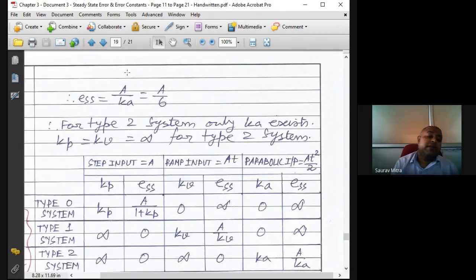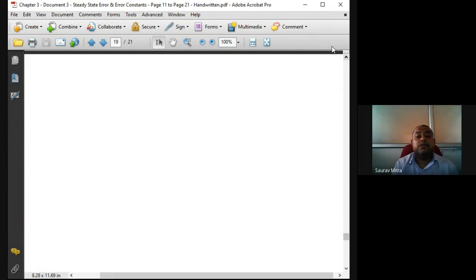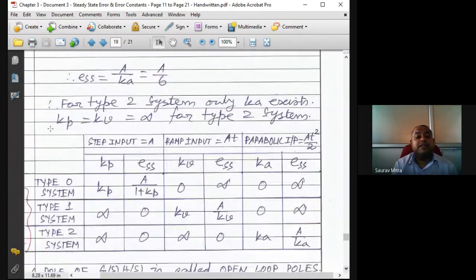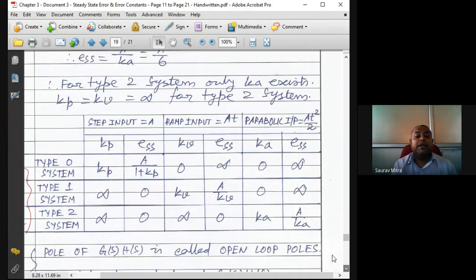Then finally, you can find out what is ESS, that is A divided by Ka. A is nothing but the amplitude of the parabolic function input. So as we have found out that Ka is equal to 6, the steady state error will be equal to A divided by 6. So for a type 2 system, only Ka exists. For a type 1 system, only Kv exists. For a type 0 system, only Kp exists. And Kp is equal to Kv is equal to infinity for a type 2 system. This is a very important table.